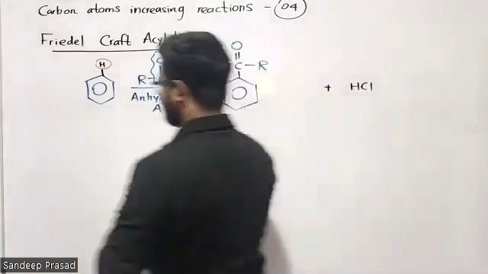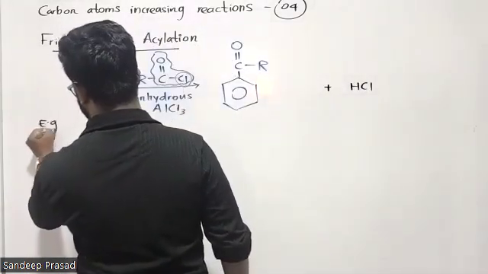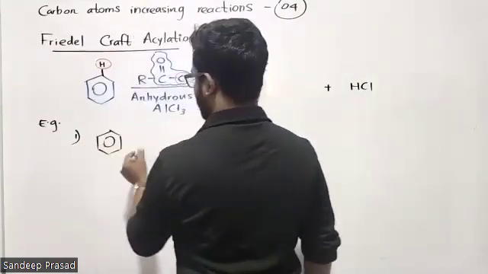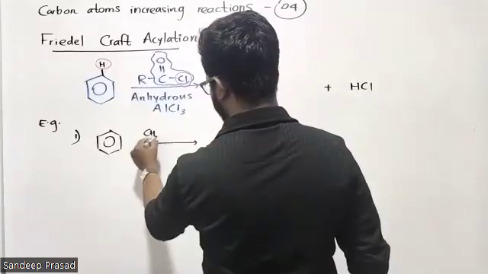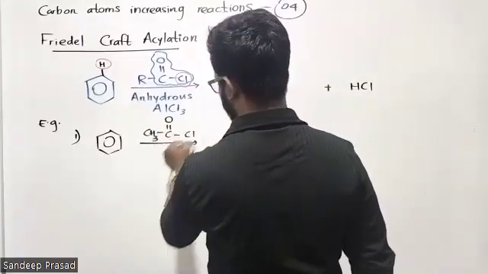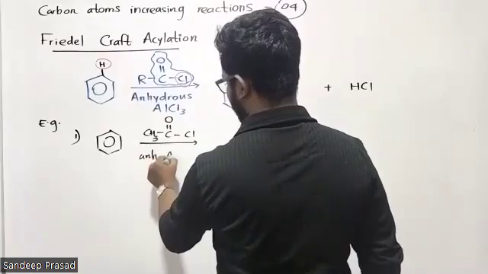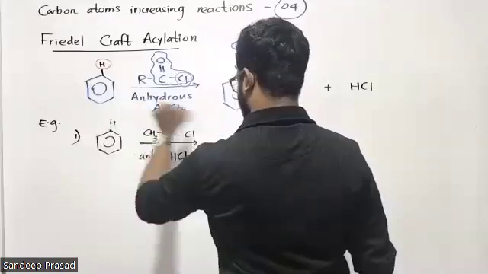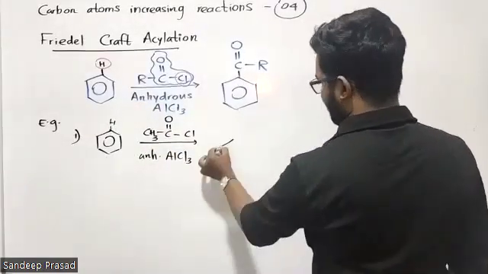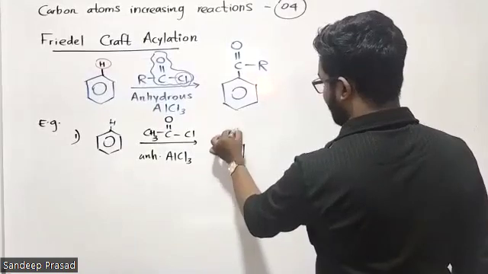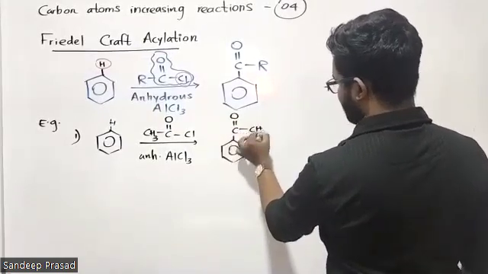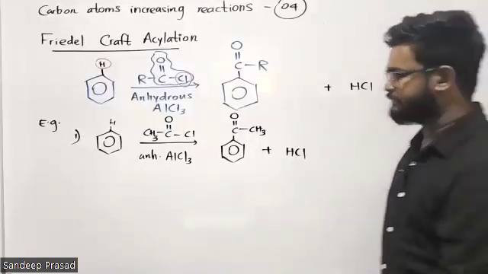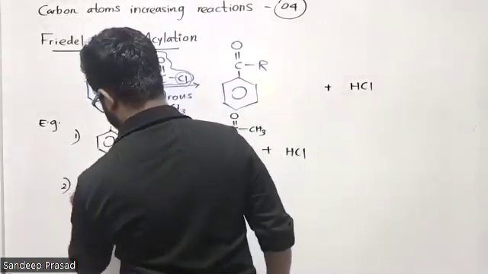Let me consider a simple example here. Just imagine we have a benzene ring. We are going to add CH3, C double bond O, Cl, and I'm going to add anhydrous aluminium trichloride. So what will happen? We know that there is a hydrogen atom. That hydrogen is eliminated with the chlorine. Then the C double bond O, CH3 group is connecting there, and we have HCl.